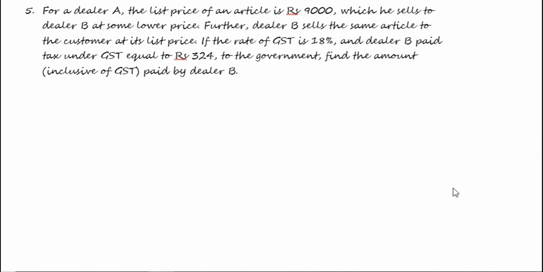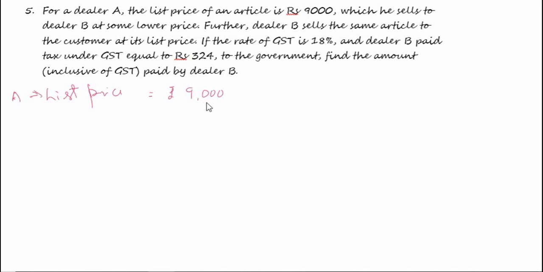Now let us list all the data given here. First thing is the list price. The list price of the article is rupees 9,000, which he sells to B at list price, that is A.